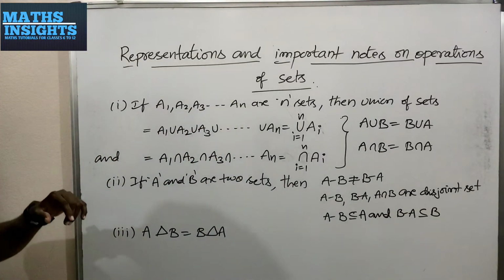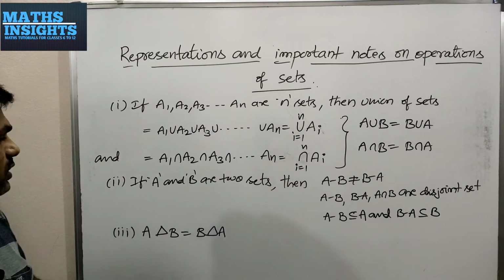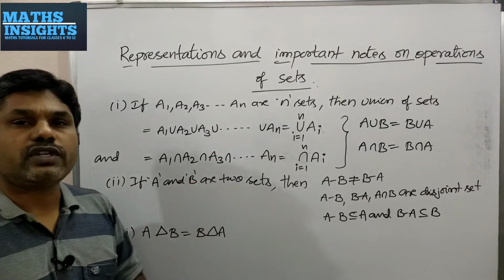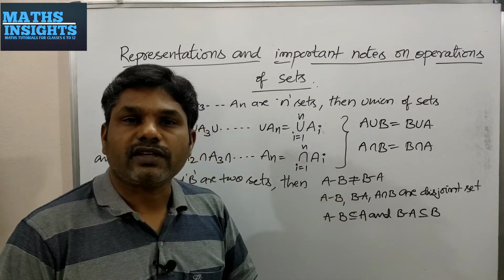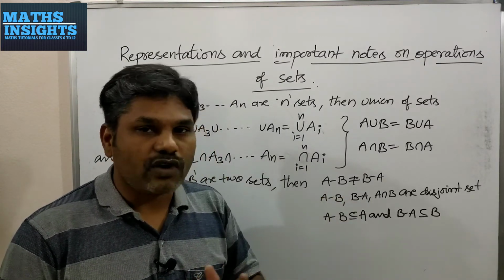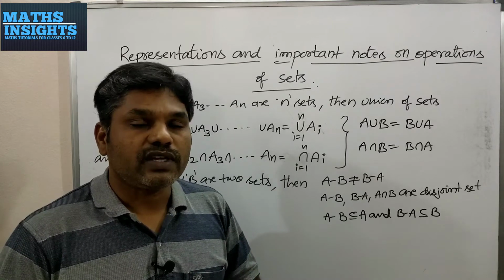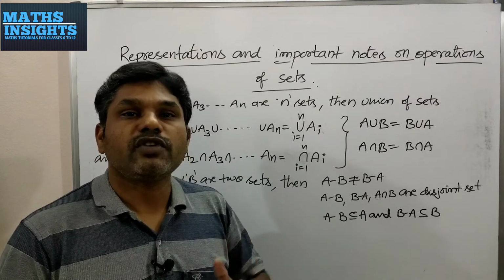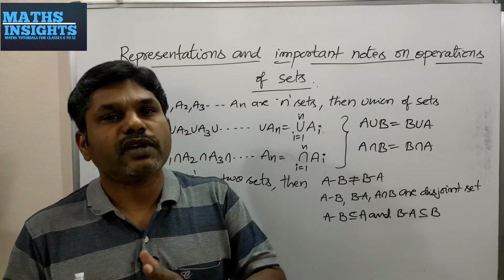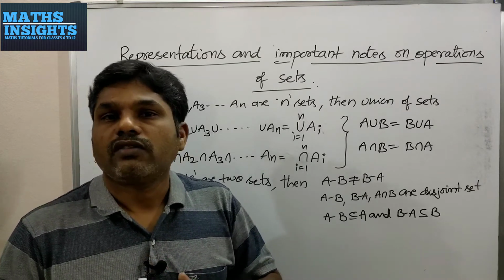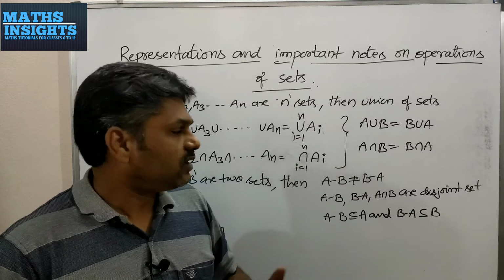Coming to the second note, if you take two sets called A and B, then A minus B, the difference of A and B, is not equal to the difference of B and A. You have to keep this in your mind, this is very important. A minus B and B minus A are very different sets.